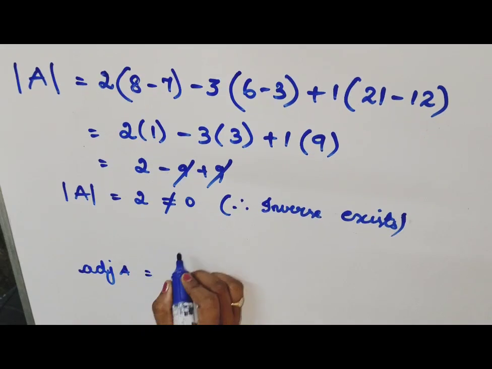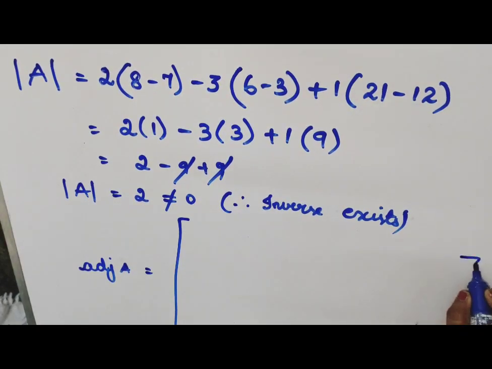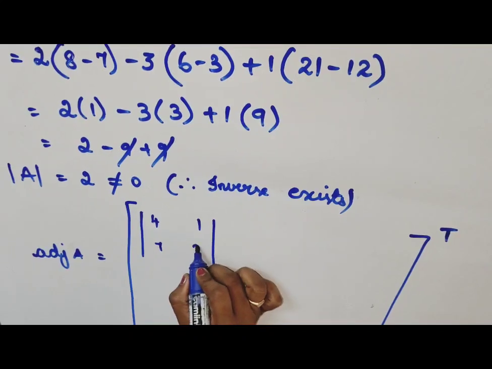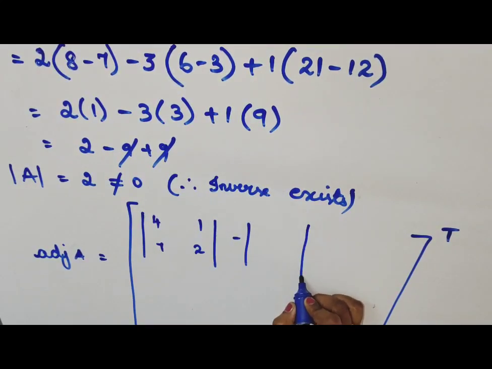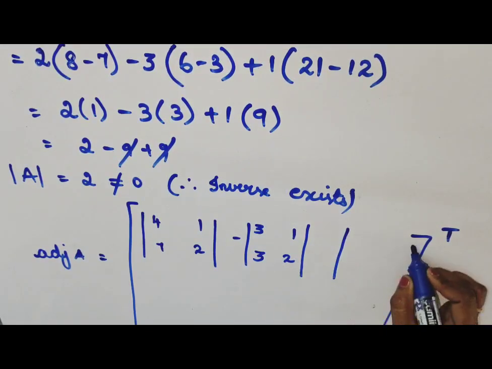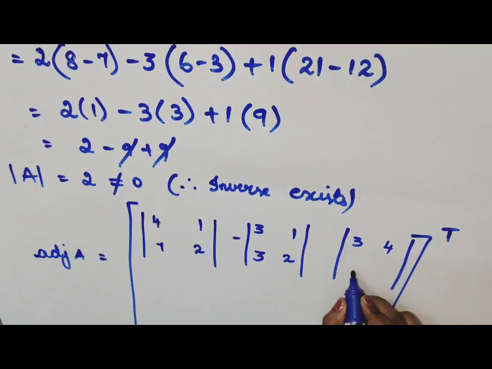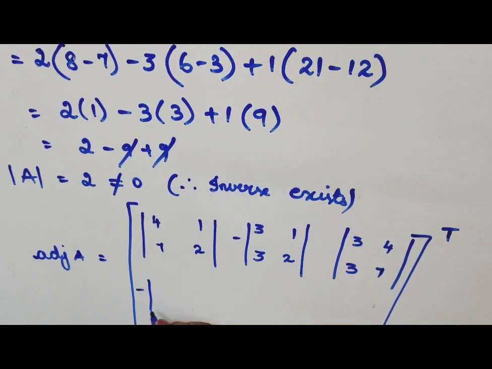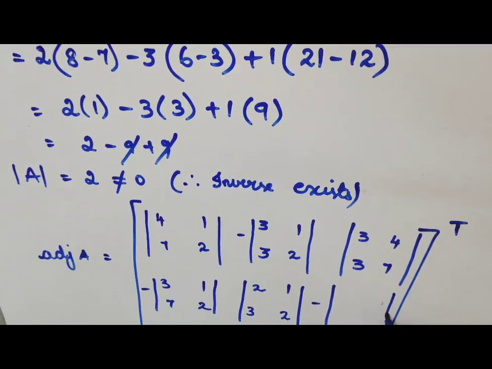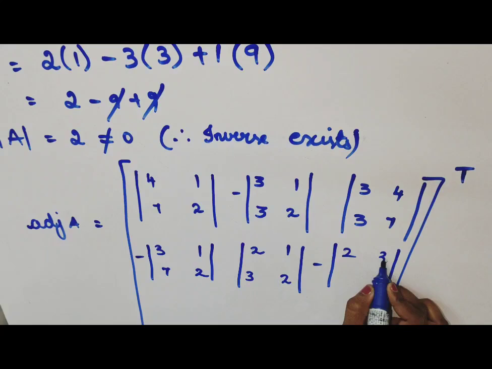Next we have to find the value of adjoint A. For finding the adjoint A we have to write the minus of all the elements and finally we have to take the transpose. I will write the minus for the first term. It would be 4, 1, 7, 2. By default we will have one minus for the second term. The minor would be 3, 1, 3, 2. And the minor for the third term is 3, 4, 3, 7. By default we will have one minus. Next it is 3, 1, 7, 2. And the next term is 2, 1, 3, 2. By default we will have one minus. Next term is 2, 3, 3, 7.